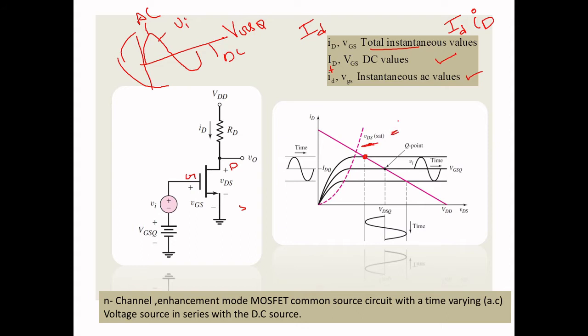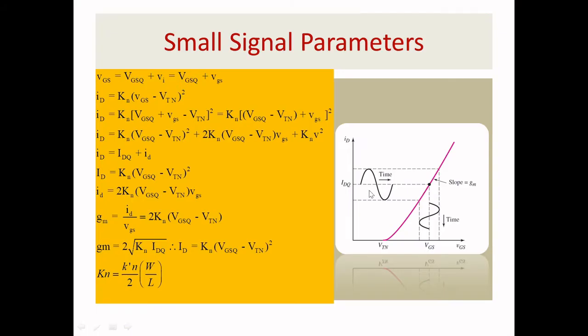So VDS saturation happens at VGS minus VTN. So VDS should be greater than VGS minus VTN. In this condition you have to check in order for your transistor to be in the saturation condition. So this is your total instantaneous current and this is your total instantaneous voltage. This is a combination of AC and DC, you can see this is AC and this is DC. That represents the total instantaneous concept. I hope you understand. Now we will go to the next slides.